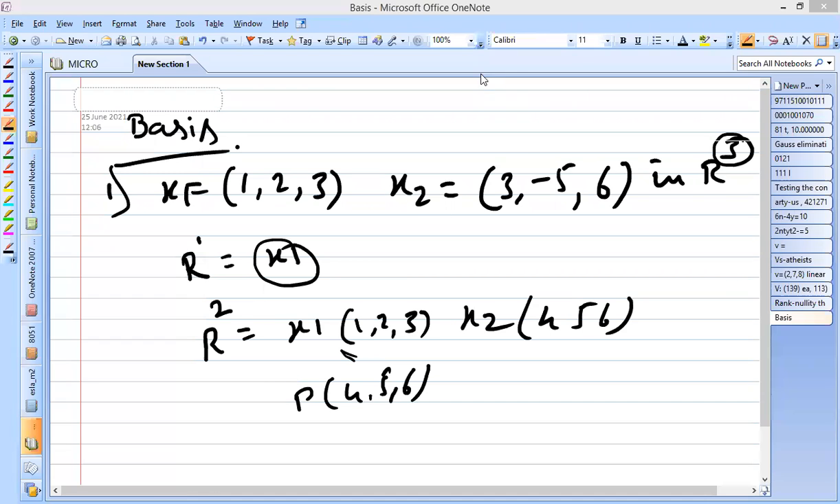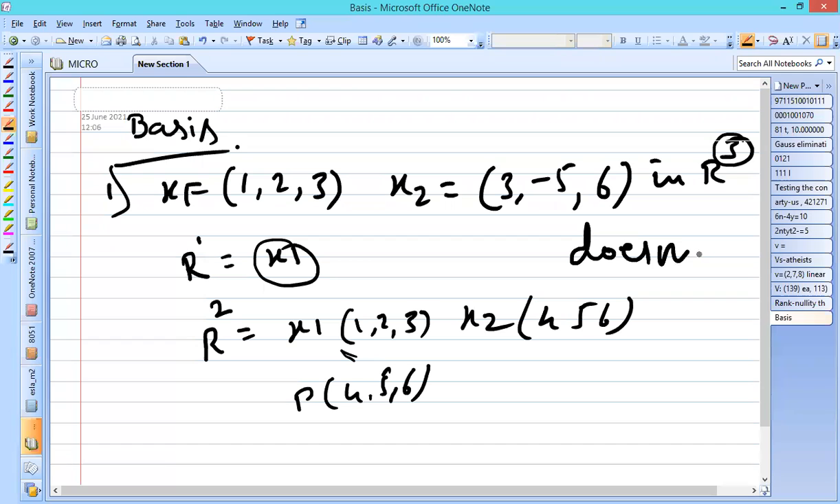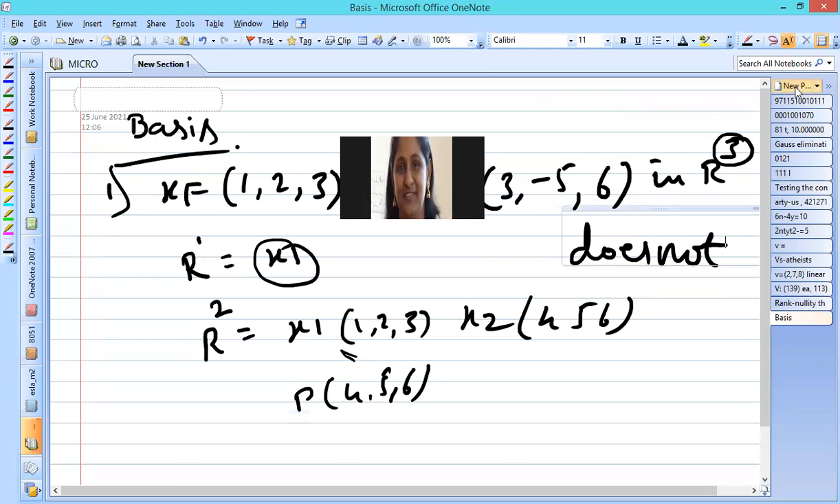But if you ask in R square, that is R2, then you can say x1 and x2 form a basis in R2. So the answer for this is: a basis in R3 must contain exactly 3 elements. Therefore, x1 and x2 do not form a basis in R3. So it does not form a basis. This is the answer for the first problem. And take the next one.